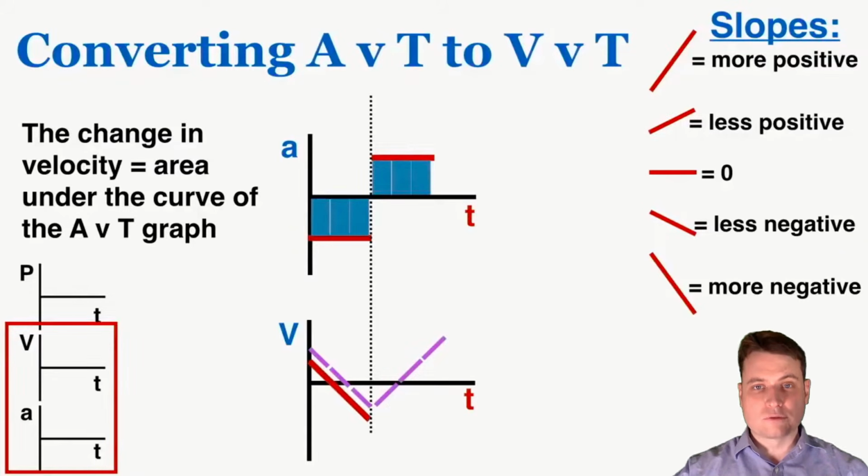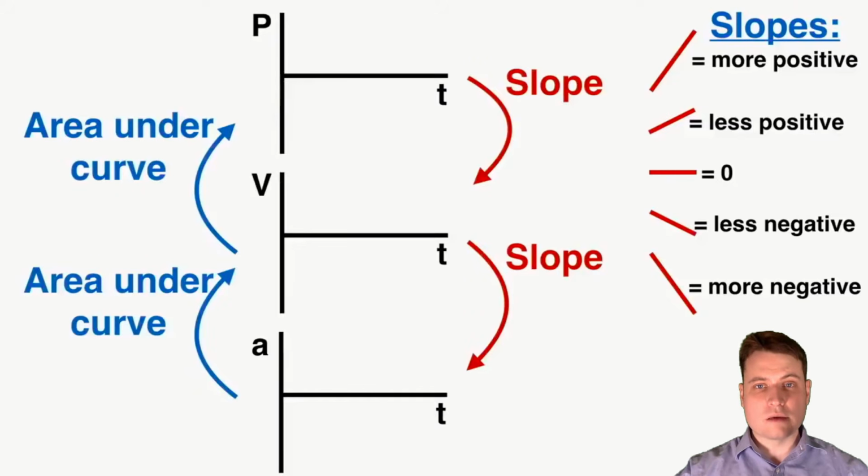So now that you know these rules, I'm going to give you a few examples of translating between all three types of graphs, from position to velocity to acceleration and back. I'll start with this position graph. I can see that this has a constant positive slope, so I know that velocity is the slope of a position graph, so that means that the velocity is going to be constant and positive.